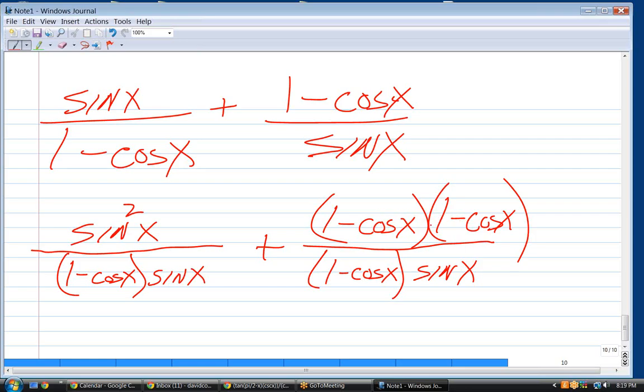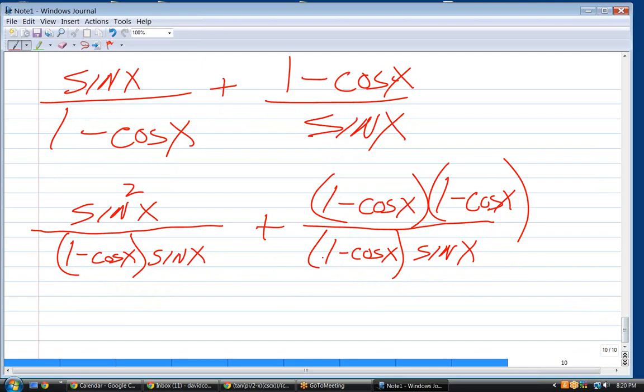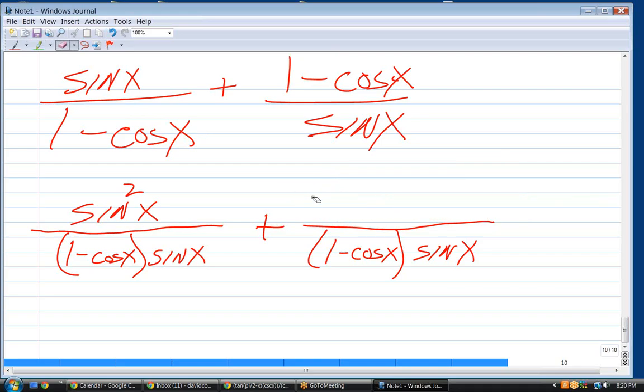I don't know if you can see why, but we're going to end up with a 1 plus cosine squared plus a middle term, and then I'm going to have sine squared plus cosine squared that I'm going to be able to replace with 1. So let's multiply this out. What does that become? What's 1 minus cosine x times 1 minus cosine x? 1 minus 2 cosine x plus cosine squared x.